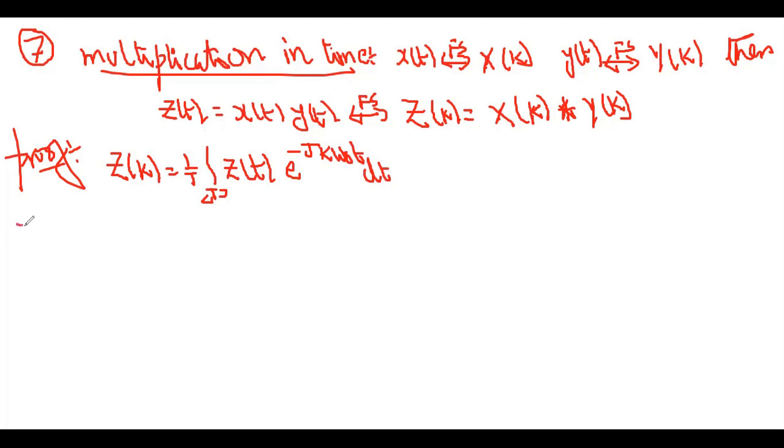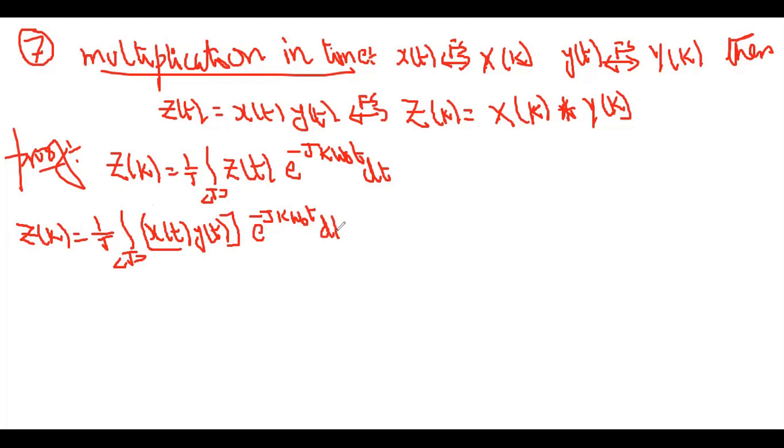So now replace: z of k equals 1 by T, the integral over T of z of t. What is the z of t? Here it is x of t and y of t, multiplied by the modulation e power minus j k omega naught t into dt. Got it, my students? Now the x of t, by using the synthesis equation, is the sum of k equal to minus infinity to infinity x of k into e power plus j k omega naught t.